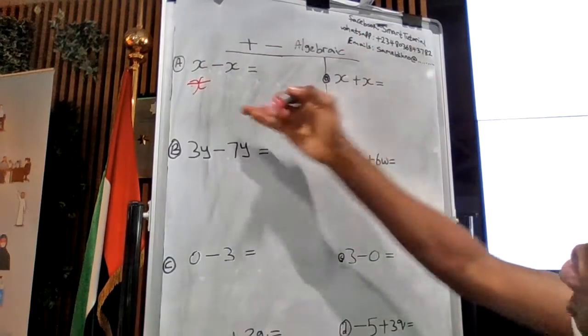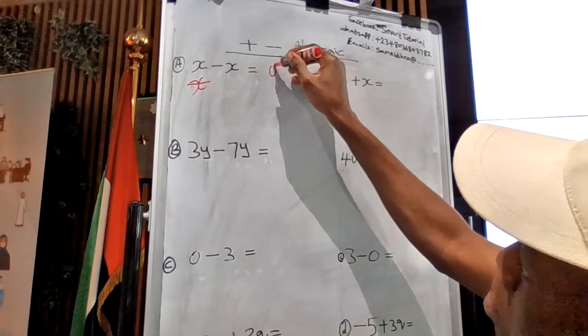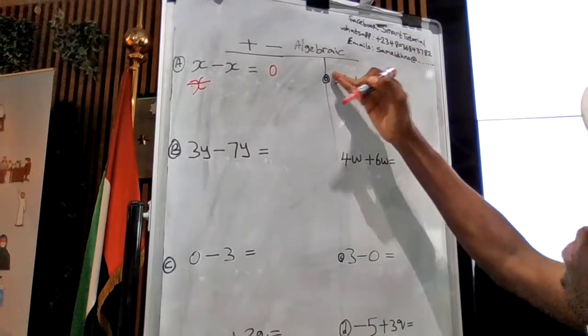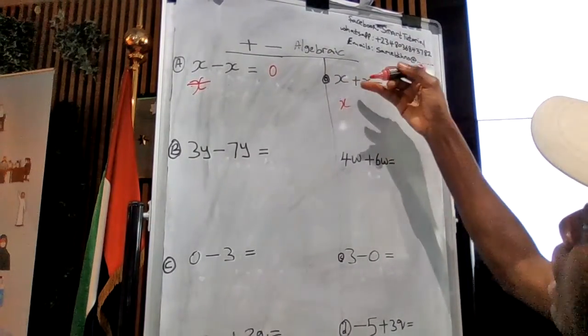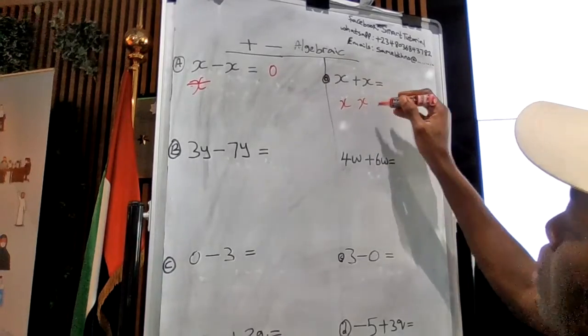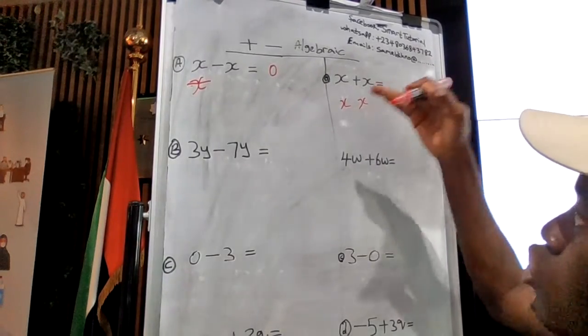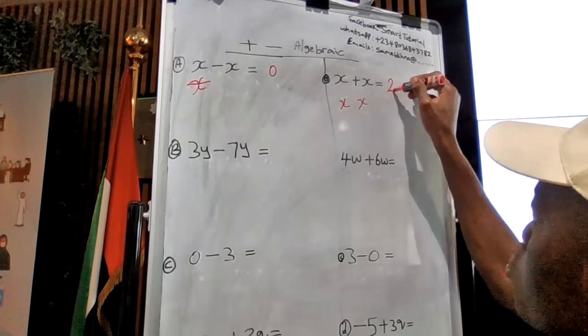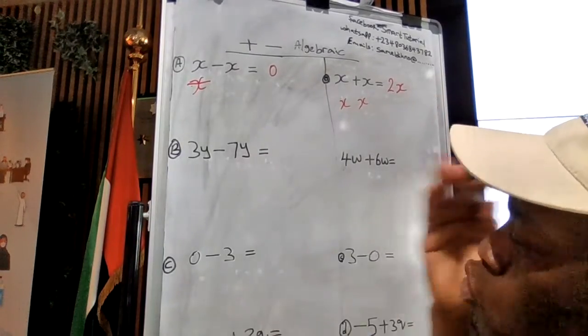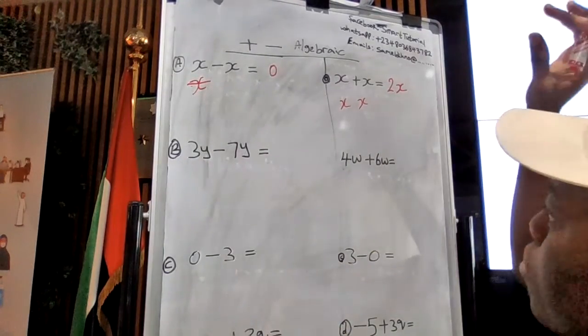Remove the x. What did you see? Nothing. So the answer is what? 0. This one is count 1x. We count another 1x. How many x did you see? 2x. You have seen 2x. So the way you pronounce it, 2x, just write it down.